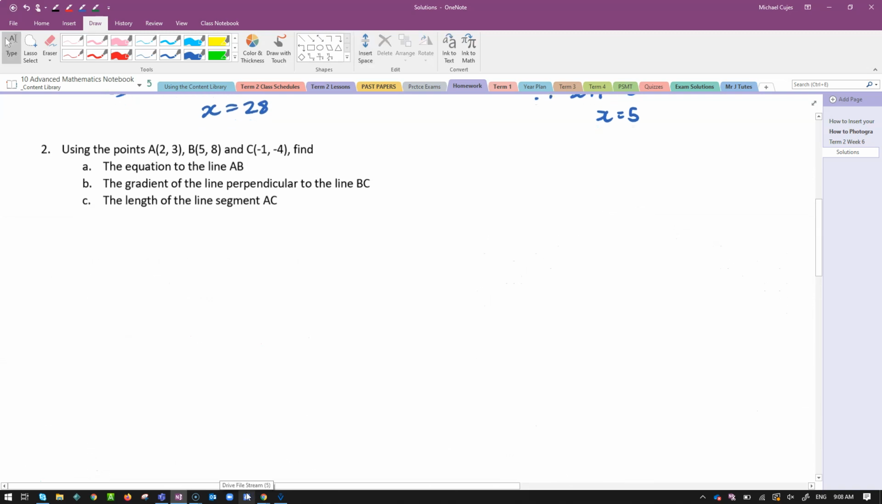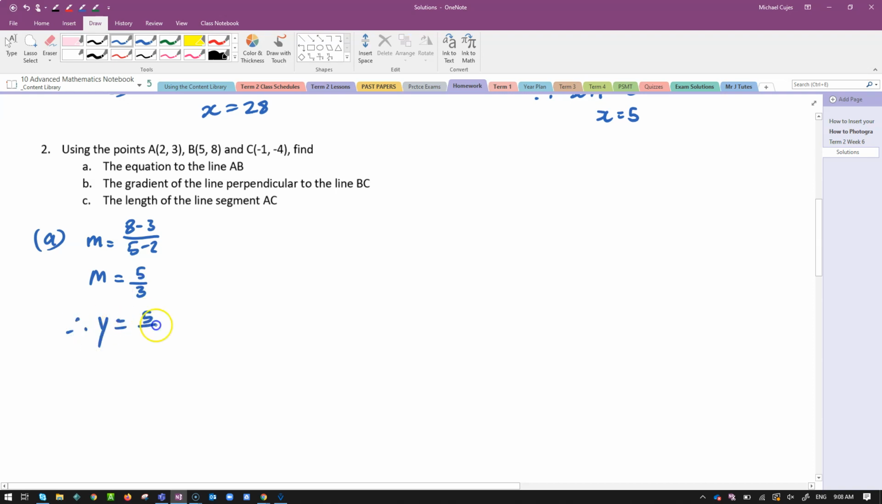Using these points, find the equation to line AB. That's my first bit. Okay, so we need two things. We need a gradient. Change in y divided by change in x. 8 minus 3 divided by 5, take 2. The gradient for AB is equal to 5 over 3.